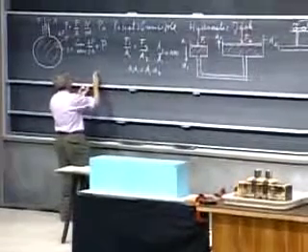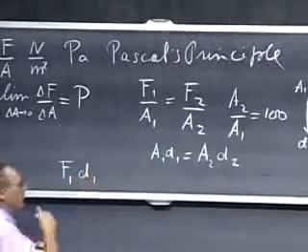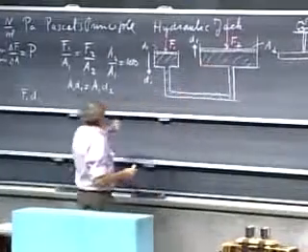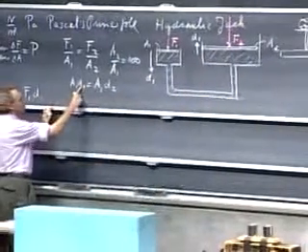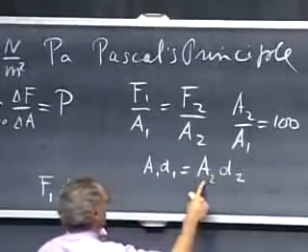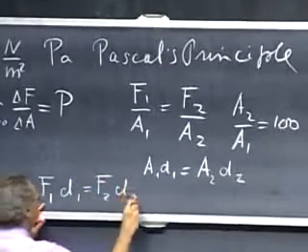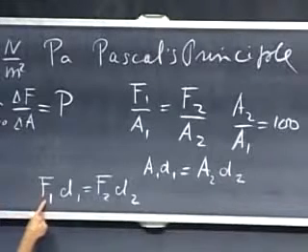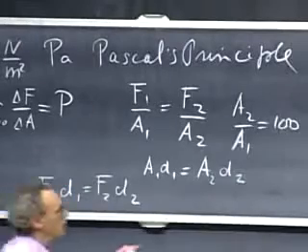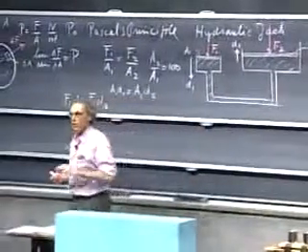the work that I am doing on the left side is F1 times d1. If the force here is 100 times less than that, the distance that I move is 100 times larger than d2, because A2 over A1 is 100. And so F1 d1 will be the same as F2 d2. 100 times lower force, but over 100 times larger distance. And so the product is the same. So the work that I do when I push this down, I get back in terms of gravitational potential energy by lifting the car.